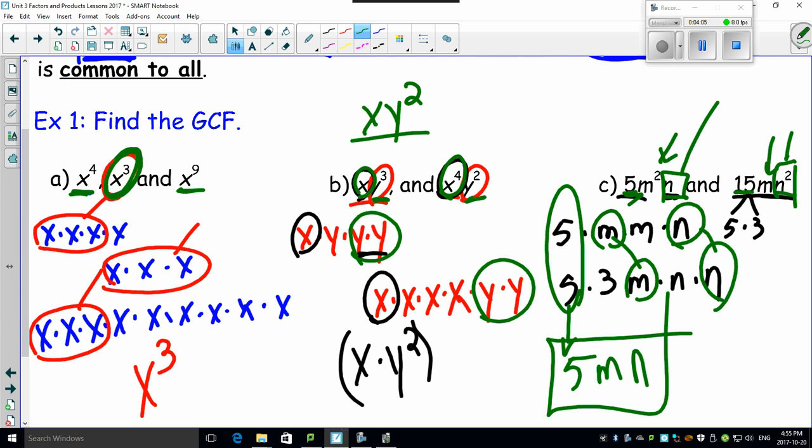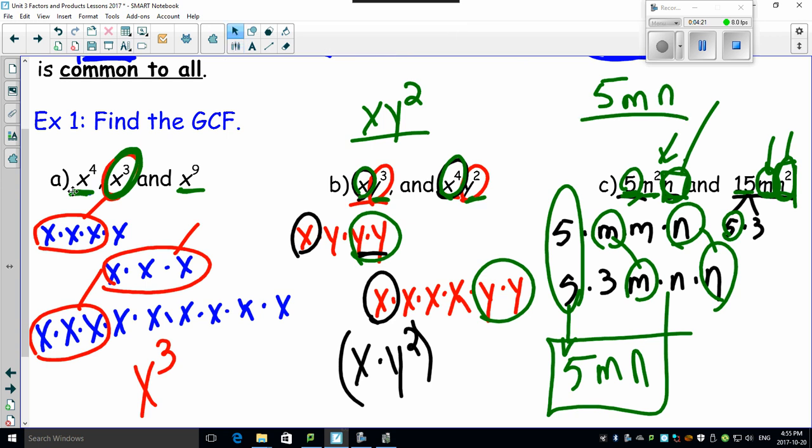Look at this one. 5 and 15, you know that a 5 is common to both. But this is m squared and this is m. So that means you only have the weakest link, m, common to both. This has 1 n, this has 2 n's. You only have 1 n common to both. That's the best and easiest way to do GCF factoring.